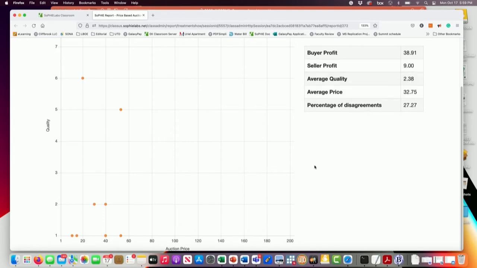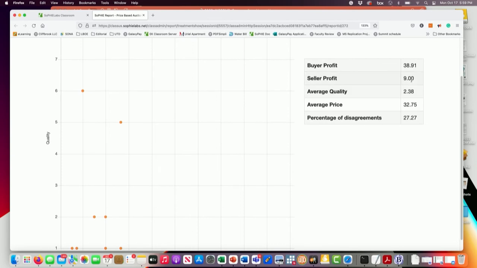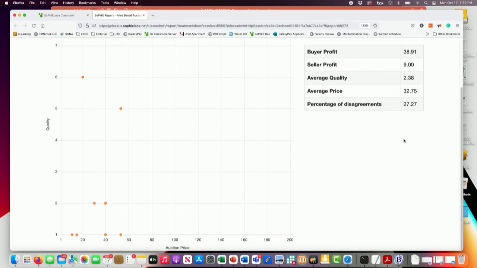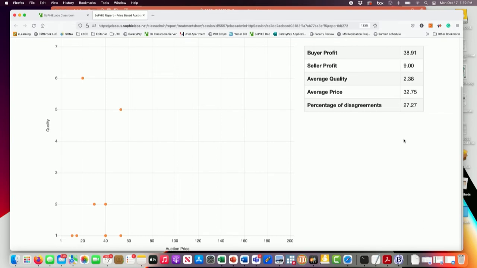So there are some, I mean, we only started, but so far, the buyer is actually not losing money, and the average quality is above one. So it's actually doing pretty well, right? So what usually happens in classes, by the time they play 10 rounds, a lot of the buyers lose money.